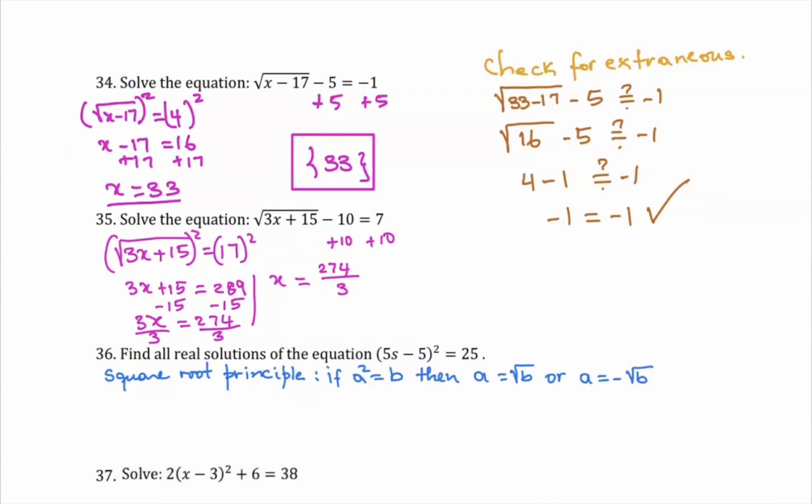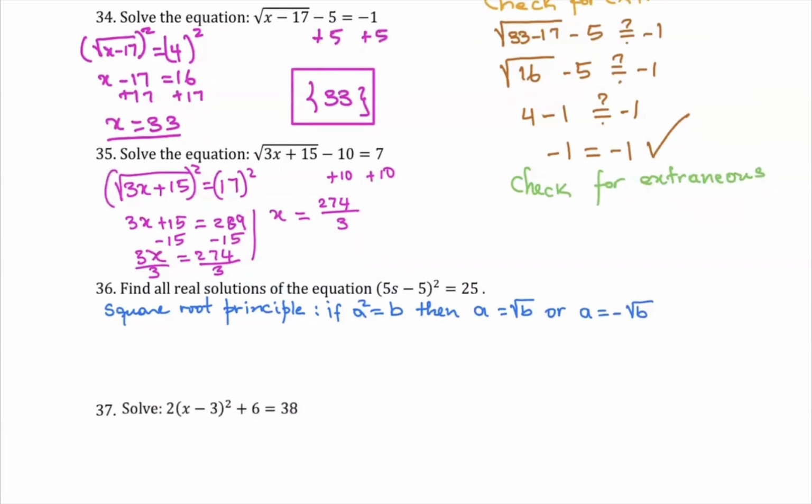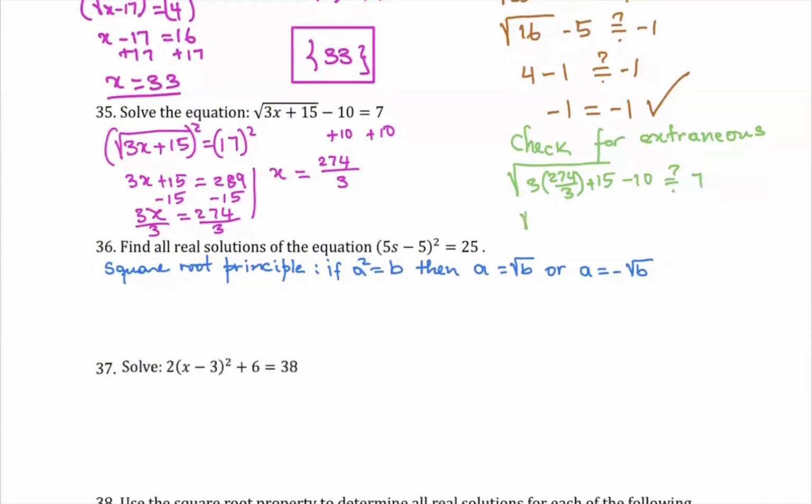So now let's check for extraneous solutions. We would plug in the square root of 3 times 274 over 3 plus 15 minus 10. Is it 7? Now that 3 cancels the denominator. Square root of 274 plus 15 is 289.